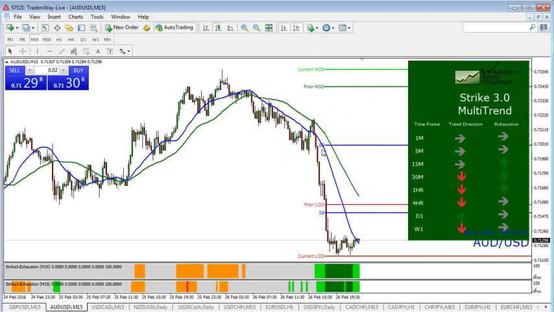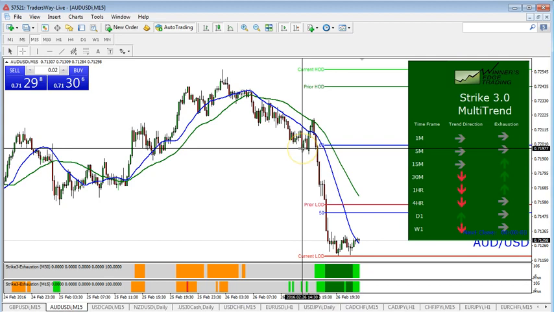The 00 is a psychological level. So if you see my crosshair over to the left or over to the right, you can see it's 7,200, right where my crosshair's at. So it's a 00. We put that because price will bounce at the 00 many times.